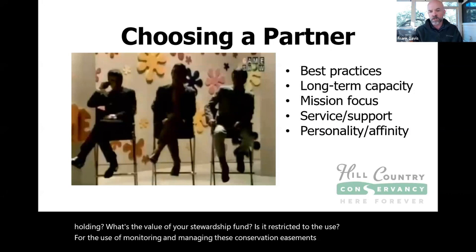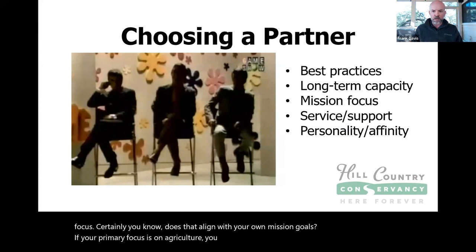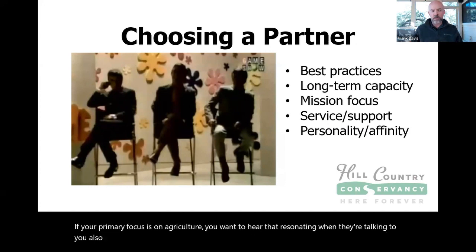Look at their mission focus, certainly. Does that align with your own mission goals? If your primary focus is on agriculture, you want to hear that resonating when they're talking to you also. If your primary focus is wildlife, water resources, just the same. You want to see that reflected back to you in the people that you're talking with.